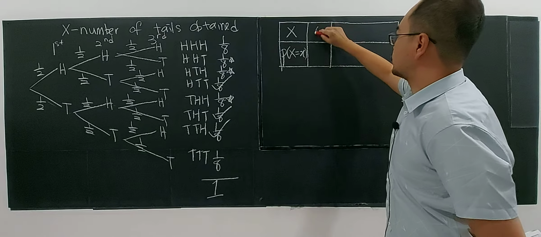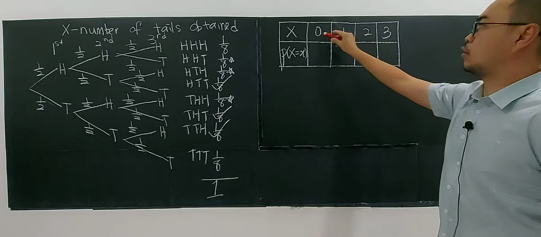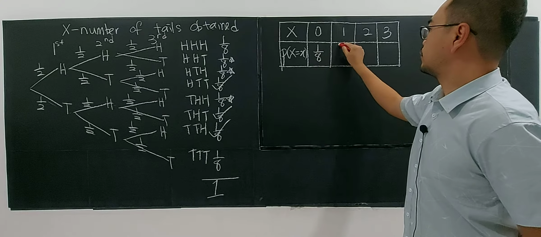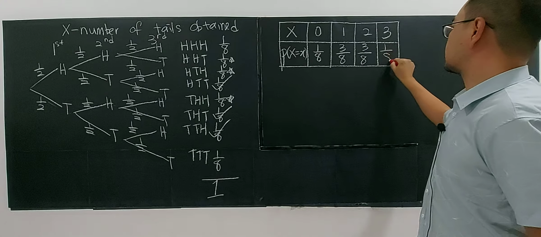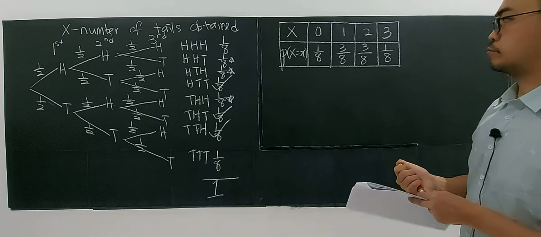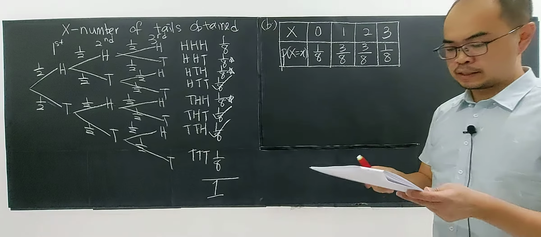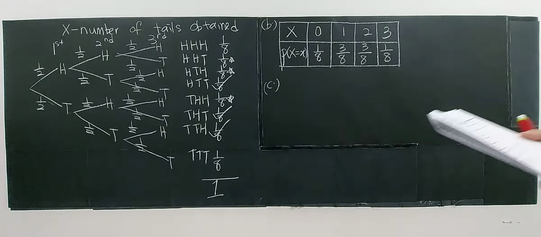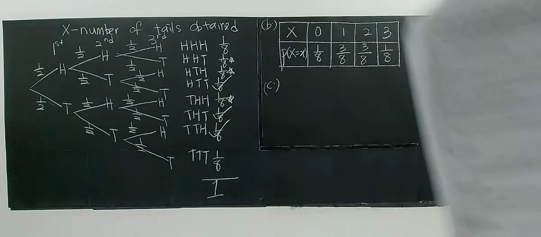So you have 0, 1, 2, or 3, right? These are all the possible values of the discrete random variable here. For this, you are getting 1 over 8, P(X=1) is 3 over 8, P(X=2) is 3 over 8, and P(X=3) is 1 over 8. If you add up all this, you are getting 1. And this is what is required by question B. This is called a probability distribution table. Followed by that, they were asking you to sketch the graph for the probability distribution of X.